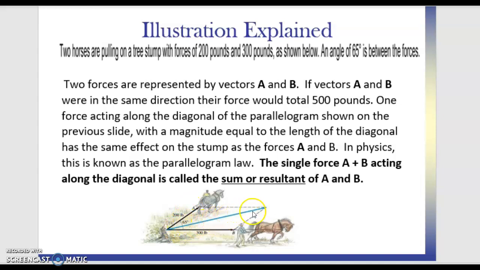However, this blue line, which is a diagonal, represents the force of horse A plus horse B. So it is the sum of vector A and vector B because they are not pulling in the same direction. So the single force A plus B acting along the diagonal is called the sum of vector A and vector B. It can also be referred to as the resultant of vector A and vector B.